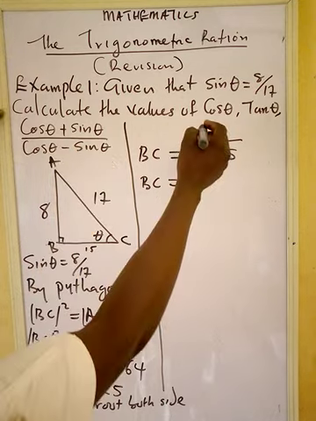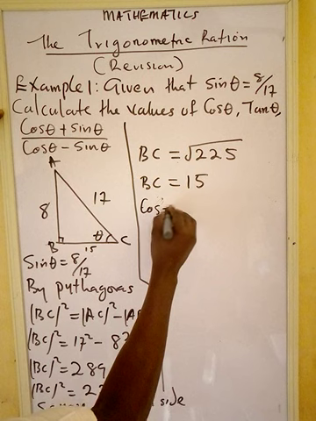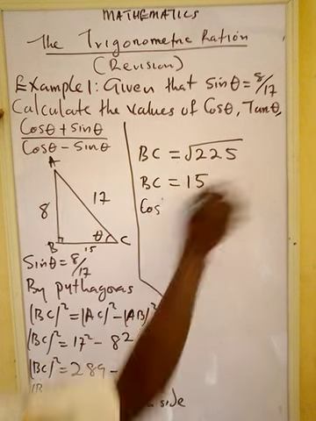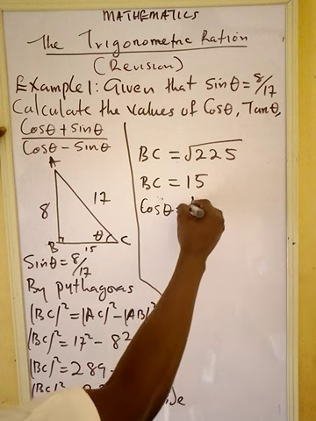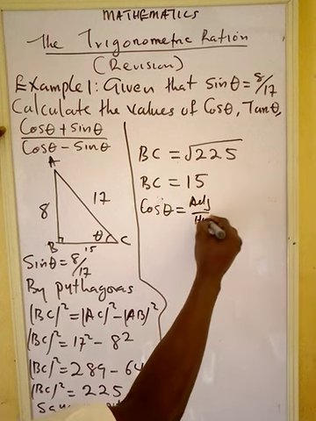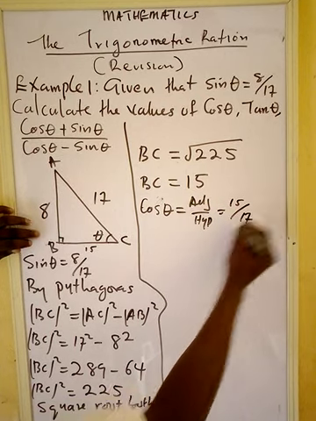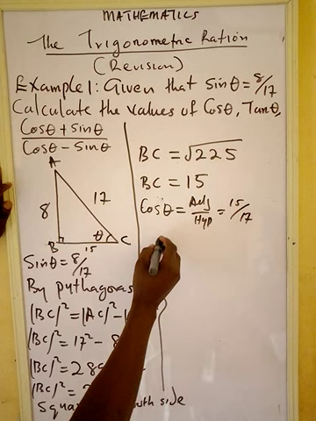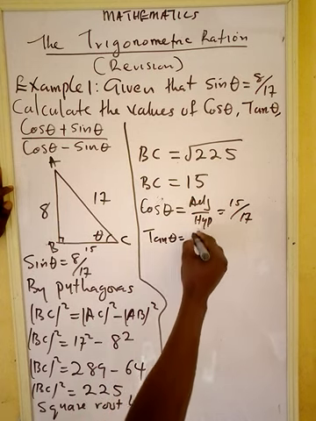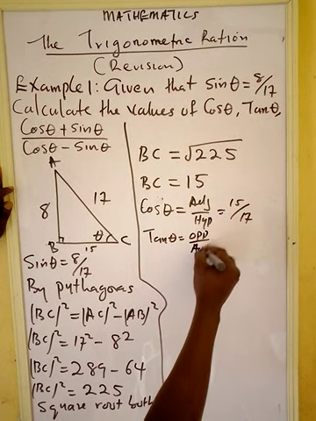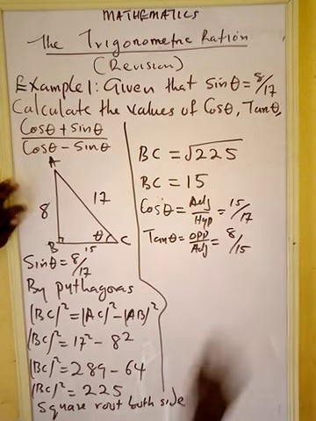Now let's solve for the first one, which is cos theta. Our cos theta equals adjacent over hypotenuse. Our adjacent is 15, hypotenuse is 17. Then the other one is tan theta. Tan theta equals opposite over adjacent. So our opposite is 8, adjacent is 15.